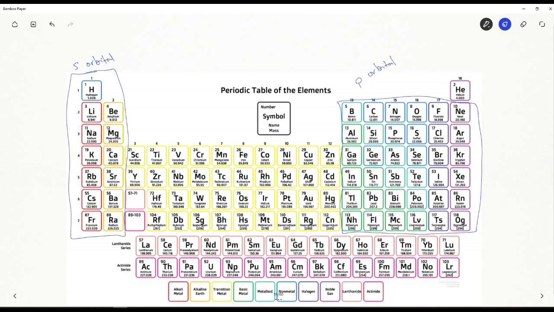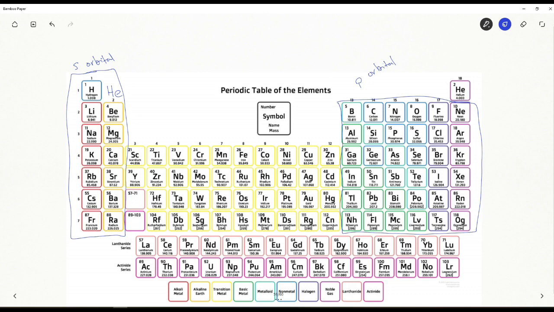Now, notice I did not put helium in my p orbitals because, of course, its electrons are not in the p orbital. Depending on the periodic table that you are using, you may notice that helium is over here next to hydrogen, or some periodic tables will put helium in both places because it can go both places. Because remember, helium has 2 electrons and they both go in that 1s orbital.